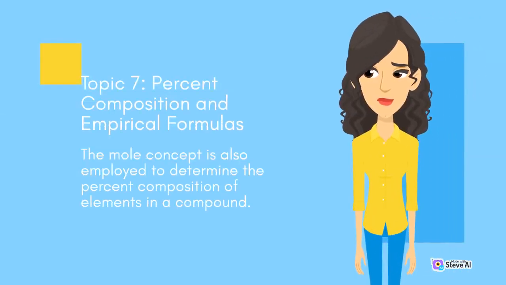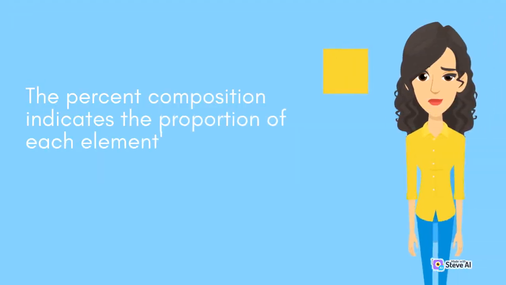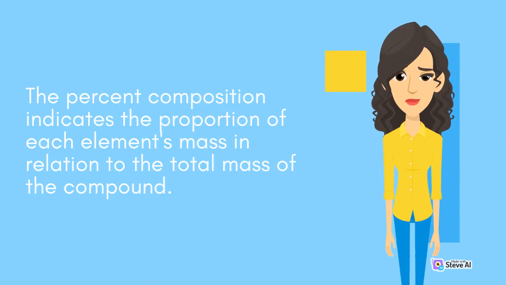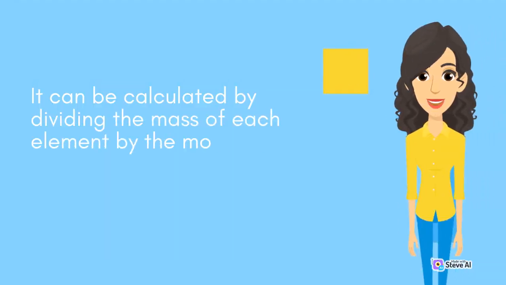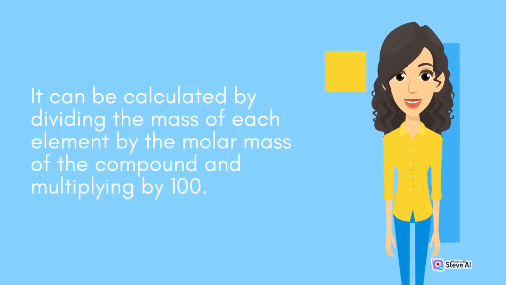Topic 7: Percent composition and empirical formulas. The mole concept is also employed to determine the percent composition of elements in a compound. The percent composition indicates the proportion of each element's mass in relation to the total mass of the compound. It can be calculated by dividing the mass of each element by the molar mass of the compound and multiplying by 100.